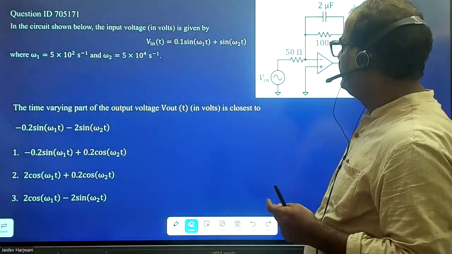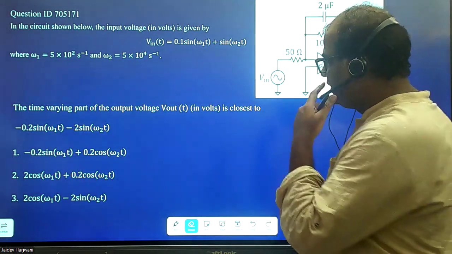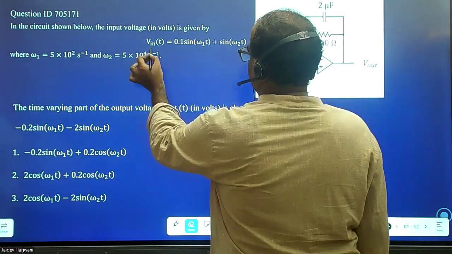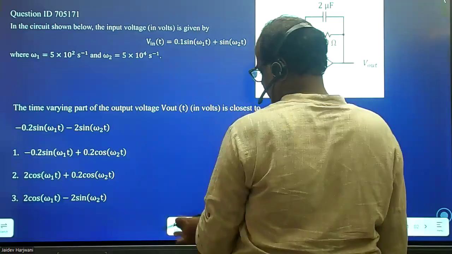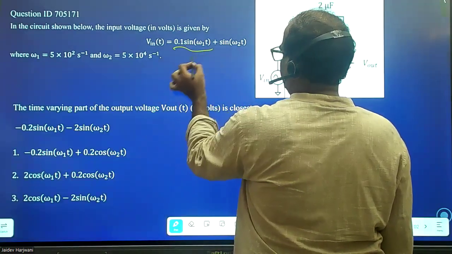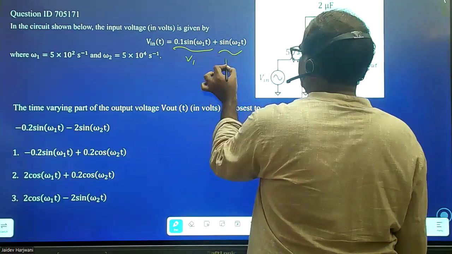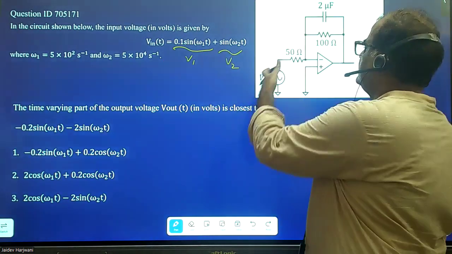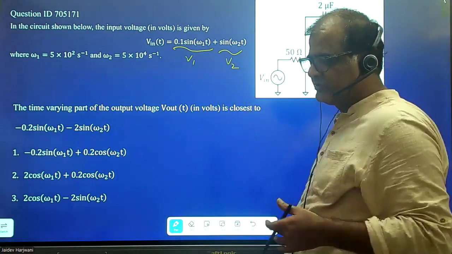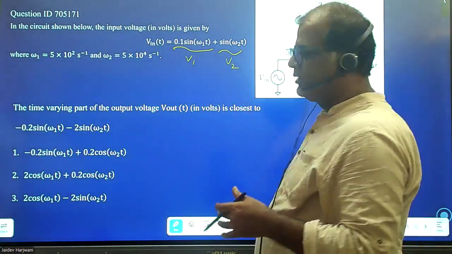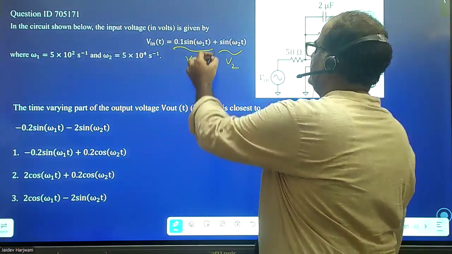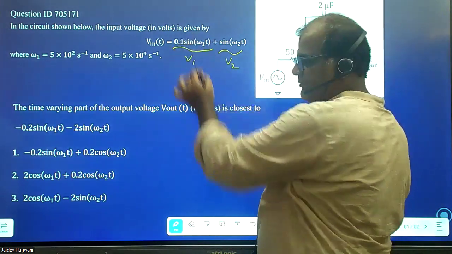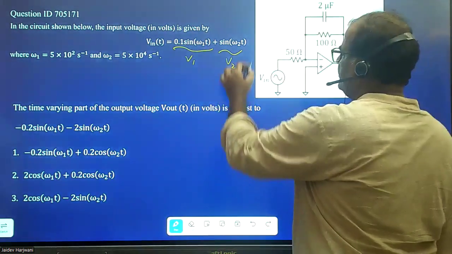Anyway, we are going to solve this one. You have been given an input, and the input has two parts. I call this V1 and I call this V2. This is equivalent to two sources if you apply the superposition principle. So what are we going to do? I am going to solve the output because of input V1 and V2 separately.